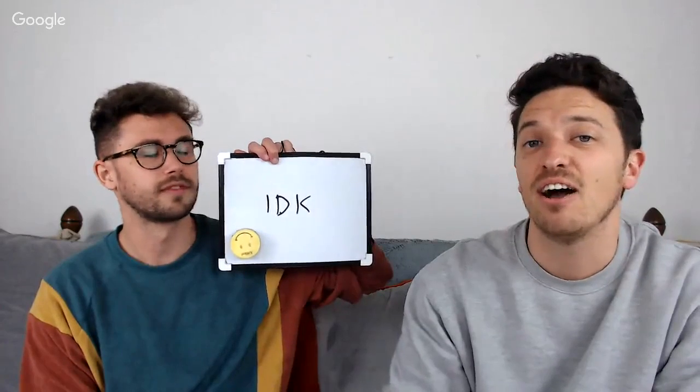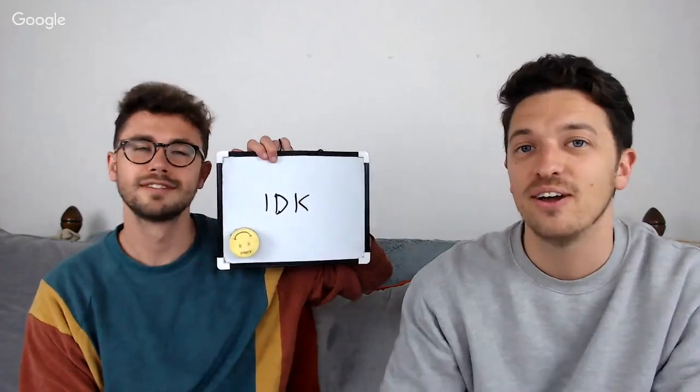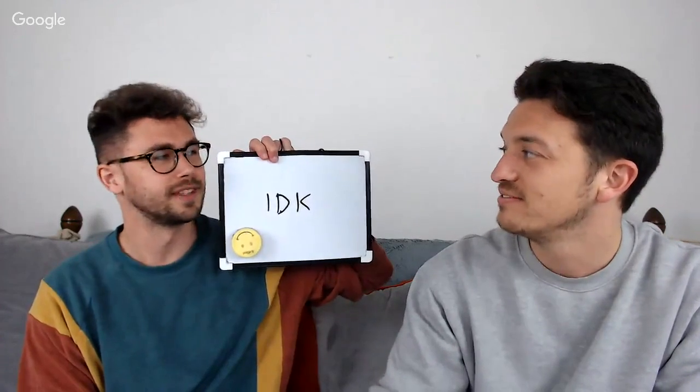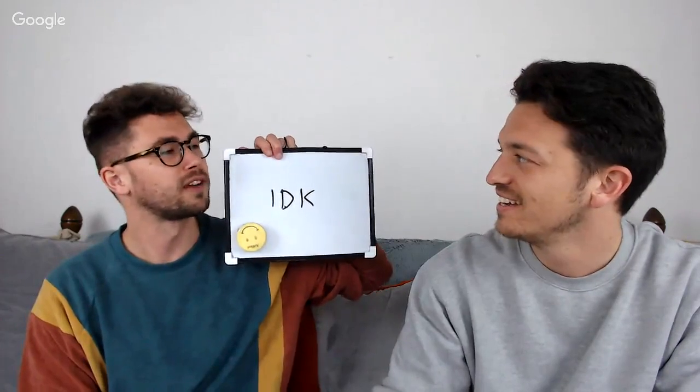So the next one, IDK. This is good. IDK. I imagine you use this a lot. That's rude. Yeah. IDK, I don't know. I don't know. There you go. So how do you spell agnostic? I don't know.